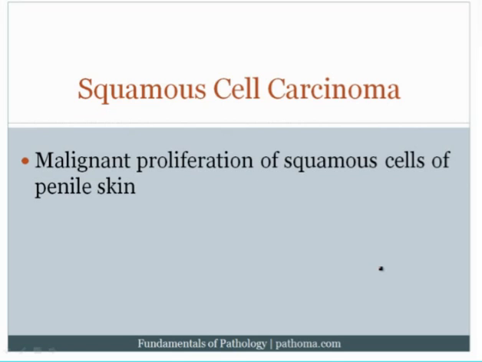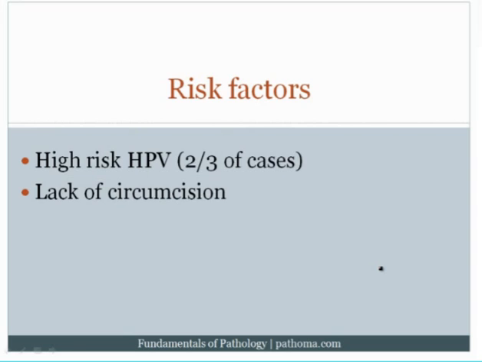Squamous cell carcinoma of the penis is a malignant proliferation of squamous cells of the penile skin. The risk factors are going to be the same standard risk factors, in particular high-risk HPV. 16, 18, 31, 33, those are your high-risk HPVs. Two thirds of squamous cell carcinoma of the penis is due to high-risk HPV.